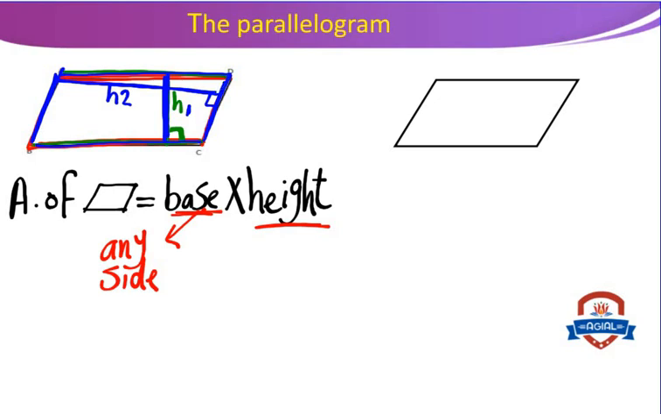Again, here A, B, C, D, AD and CB are considered one base. Their corresponding height is the perpendicular distance between them. This is the height. And AB and CD are considered another base. Their height is the perpendicular distance between them.